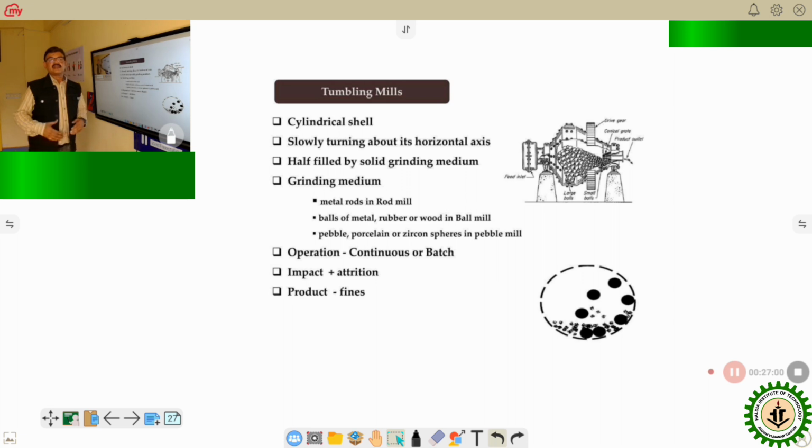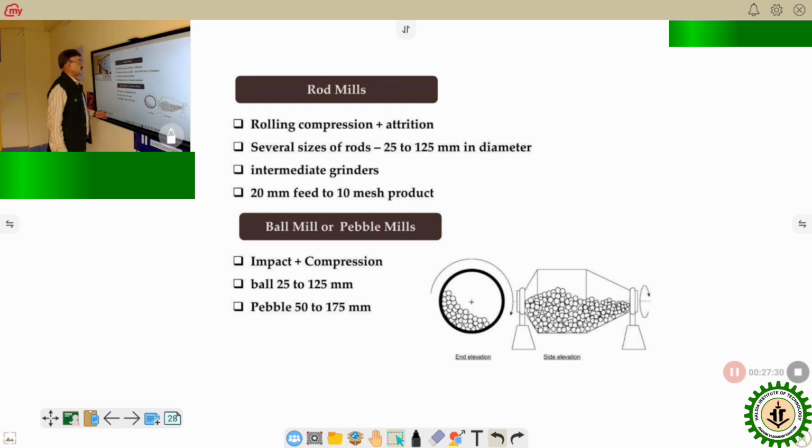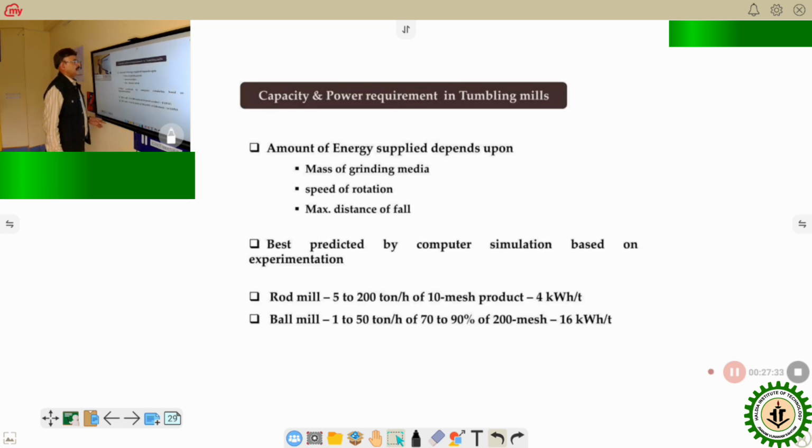Tumbling mill means tumbling action. One grinding media is there. That grinding media is put into the drum. When the drum is rotating with RPM, the grinding media will also rotate. It is a tumbling action, and by the collision of that grinding media, the material inside is ground further. Ball mill and tube mill are the most popular examples of the grinding operation. Capacity and power requirement in a tumbling mill is the most important one, and is best predicted by computer simulation based on experience.